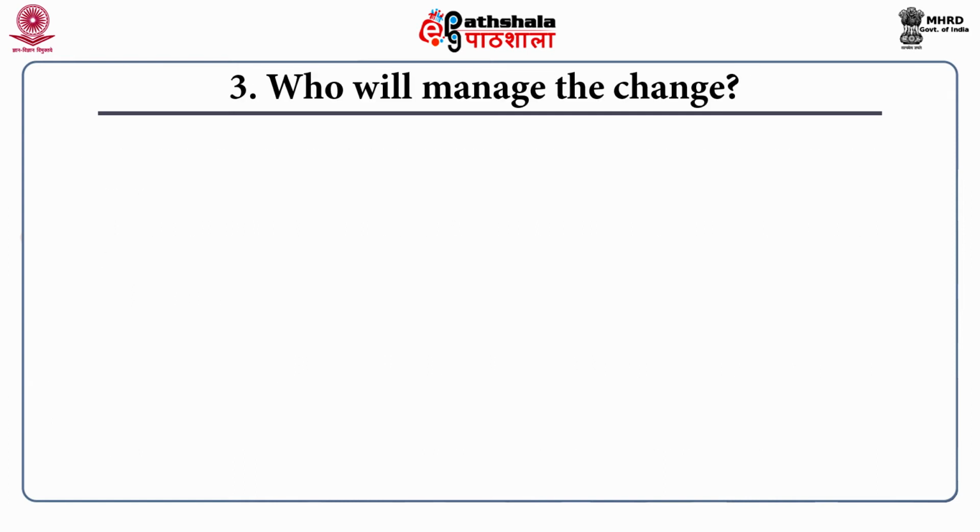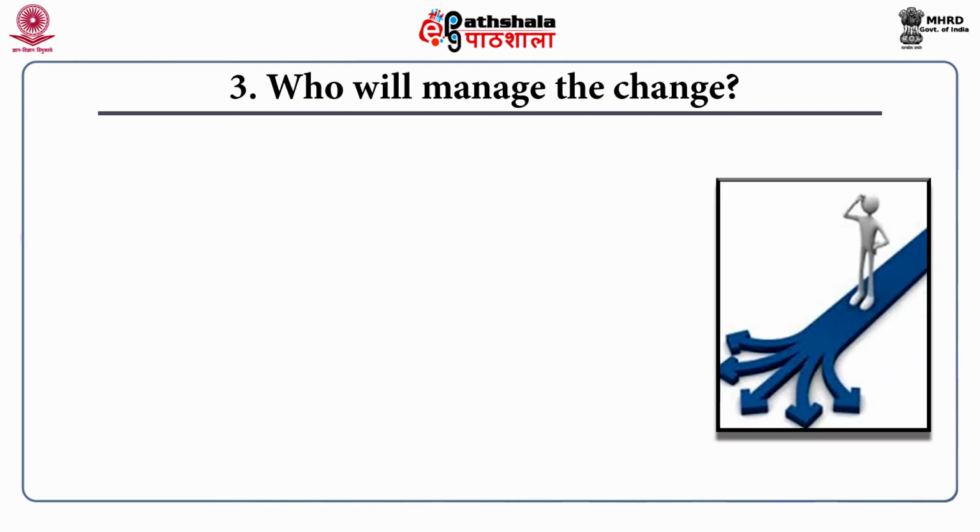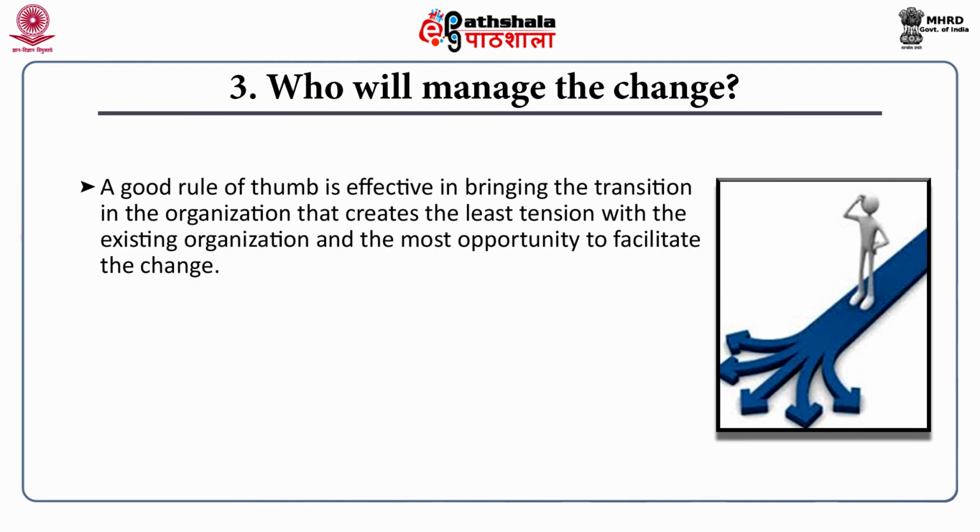Who will manage the change? Although the coalition team has a very critical role in establishing the vision and setting the direction for the change efforts, the team may not be involved in managing the change. A good rule of thumb is to choose whoever is effective in bringing the transition to the organization, creating the least tension with the existing organization and the most opportunity to facilitate the change.